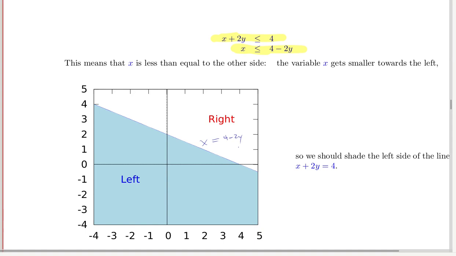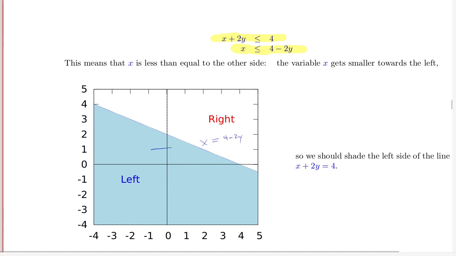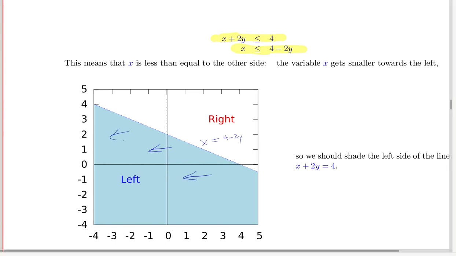So where is the region where x is less than 4 minus 2y? Well, that would be the region to the left, because x gets smaller as you move to the left, and it gets bigger as you move to the right. So on the left side of that line, that's the region we want to shade. So we get the same answer we got before, right?